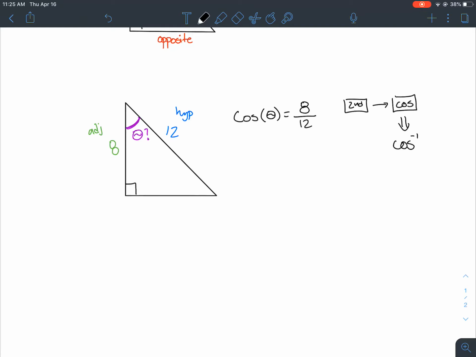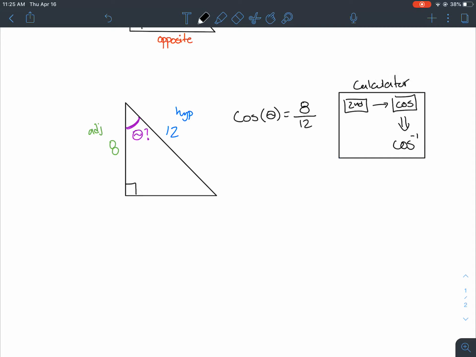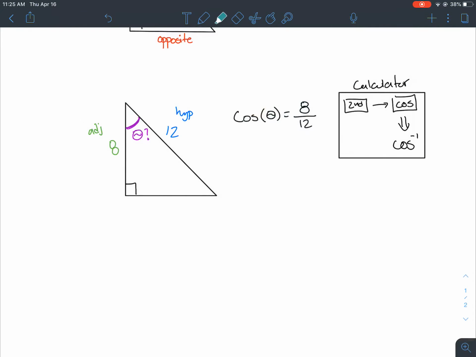So in the calculator, I'll make sure I label our calculator stuff here, so that you guys can see that it's a little different. Let's move that a little bit better. Okay, so that's going to be our calculator portion, just so you remember that.